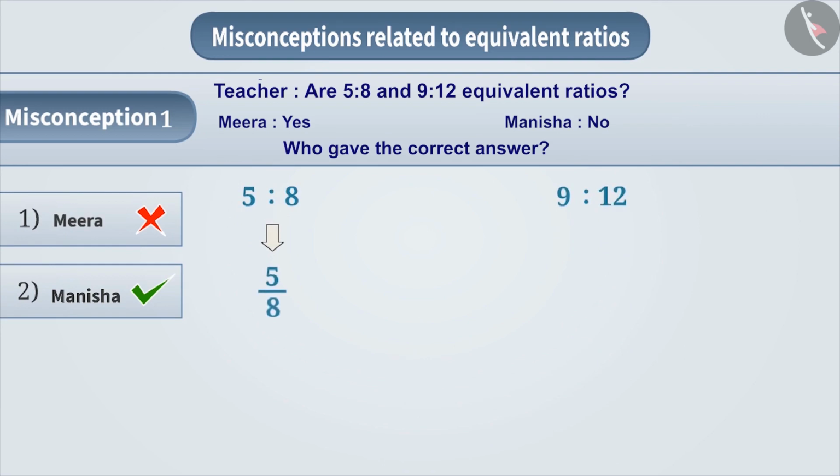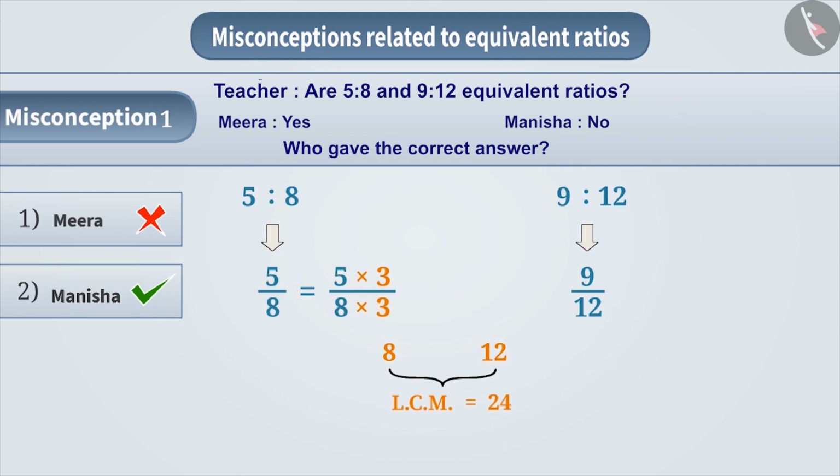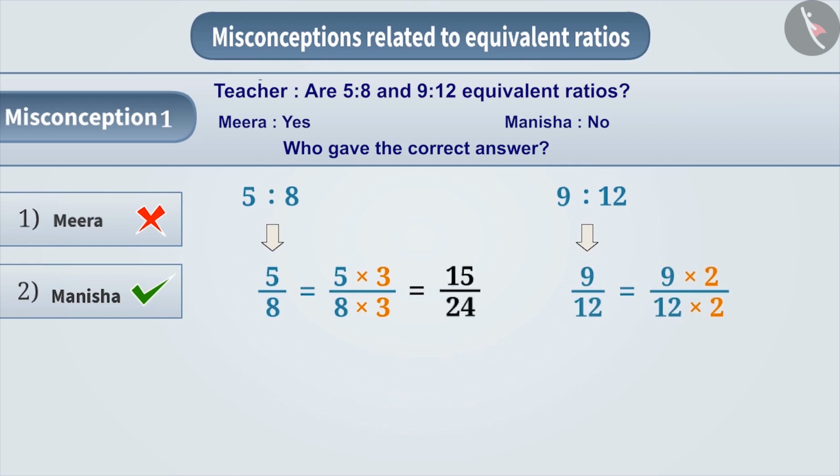Manisha has understood that the ratios have to first be written as fractions and then their denominators have to be made the same. In order to do this, take the LCM of 8 and 12, which is 24. So, the denominators of both of the fractions have to be 24. To achieve this, multiply the numerator and the denominator of the fraction 5 by 8 by 3 and 9 by 12 by 2. From this, we will get the new fractions as 15 by 24 and 18 by 24.